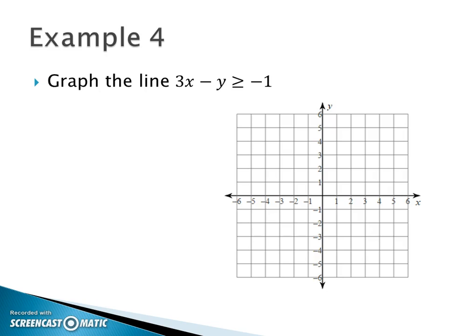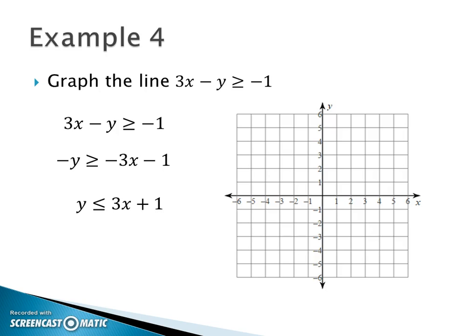Here we have 3x minus y is greater than or equal to negative 1. Now this isn't in slope-intercept form, so we need to get it there. We're going to subtract 3x from both sides. So we get negative y is greater than or equal to negative 3x minus 1. And then we're going to divide by negative 1 to get y by itself. Whenever you multiply or divide by a negative in an inequality, the inequality sign changes. So it becomes less than or equal to, and then we change both signs, 3x plus 1.